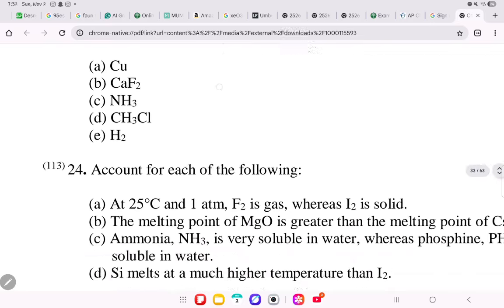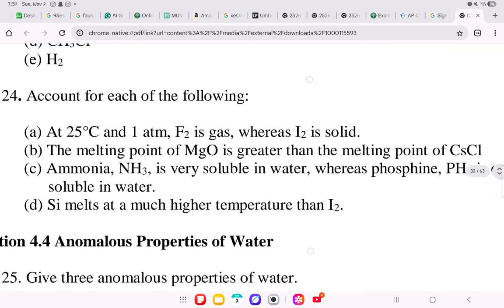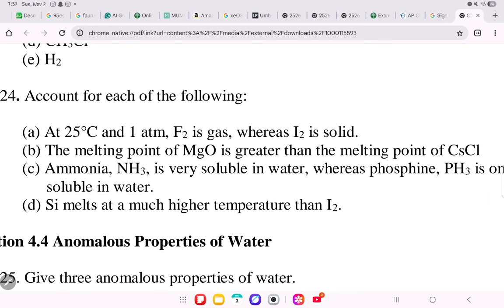Account for each of the following. At 25 degrees and 1 atmosphere, F2 is a gas, whereas I2 is a solid. This is due to what? First of all, we look at them. They are both linear. And if they're linear, that means it's a symmetrical shape. If it's a symmetrical shape and both of them have the same element, then it's going to be nonpolar. So both of them are nonpolar. We can't say that it has PD-PD. We can't say that it has hydrogen bond. Only thing left for us is the ID-ID.